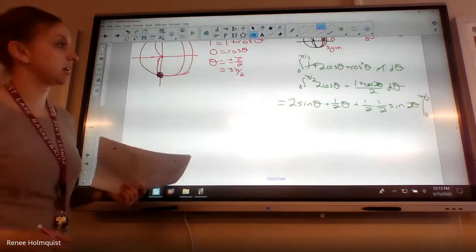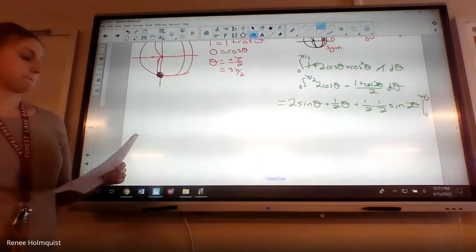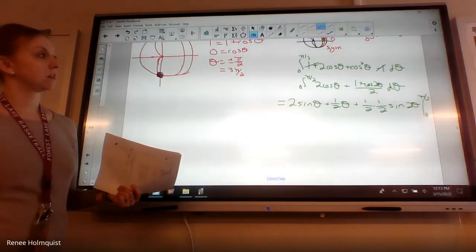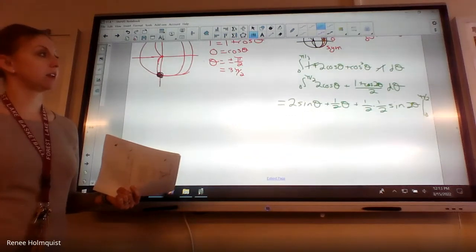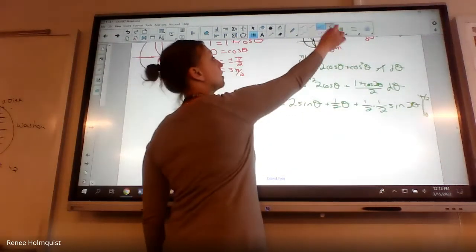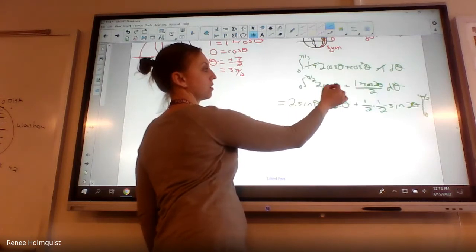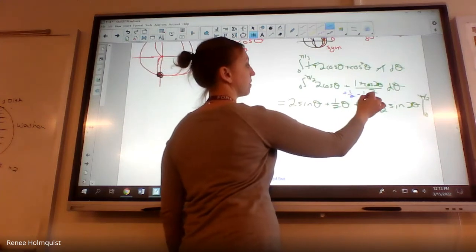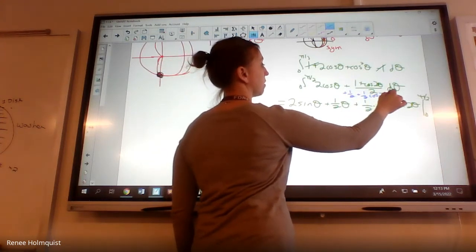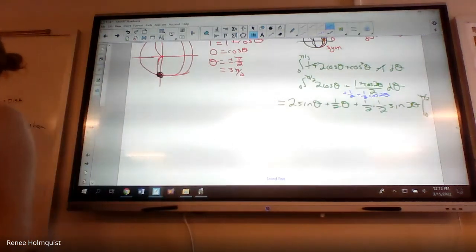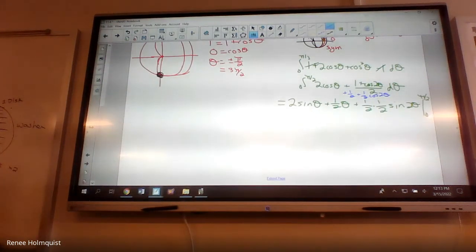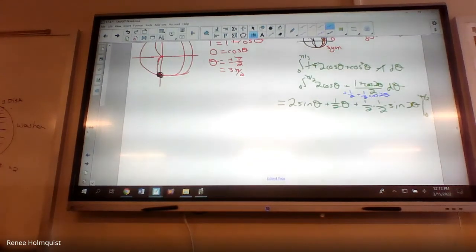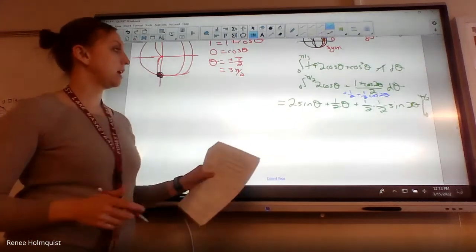Okay, so why couldn't we have added the 2 cosine of theta and the half cosine of 2 theta, if you split up the 2? Say it again. If we have 2 cosine of theta plus a half cosine of 2 theta, why couldn't we have added? Oh wait, never mind. They have different arguments. Yeah, they have different arguments. So you can only combine trig functions that have the same argument and the same type, sine, cosine, whatever it is.